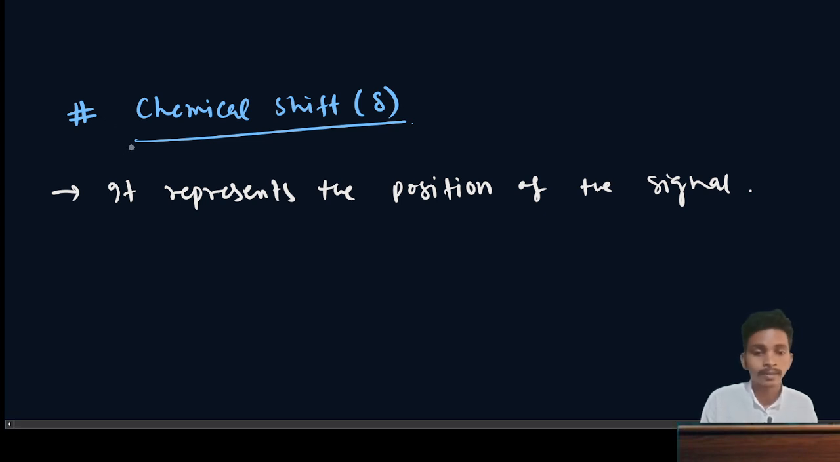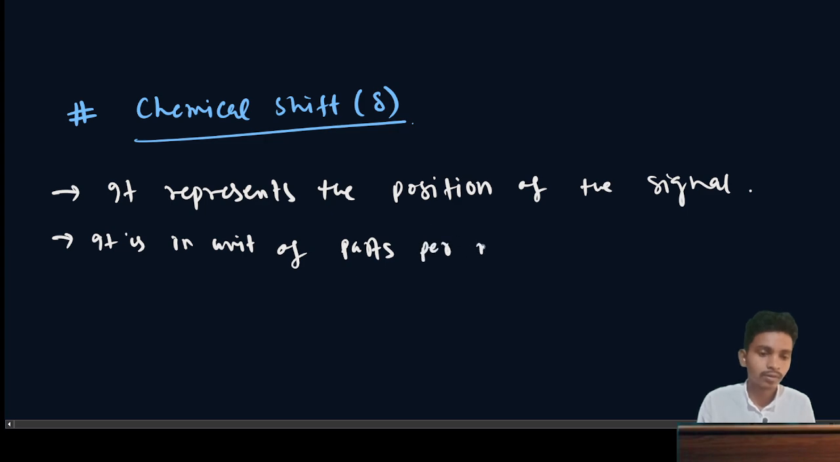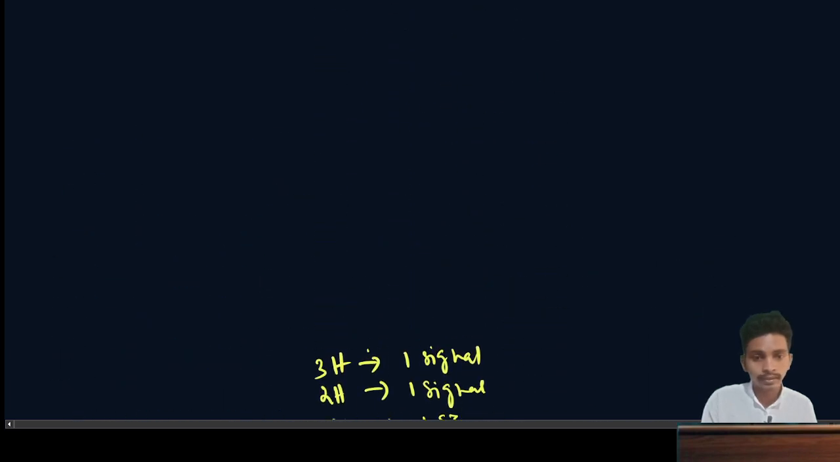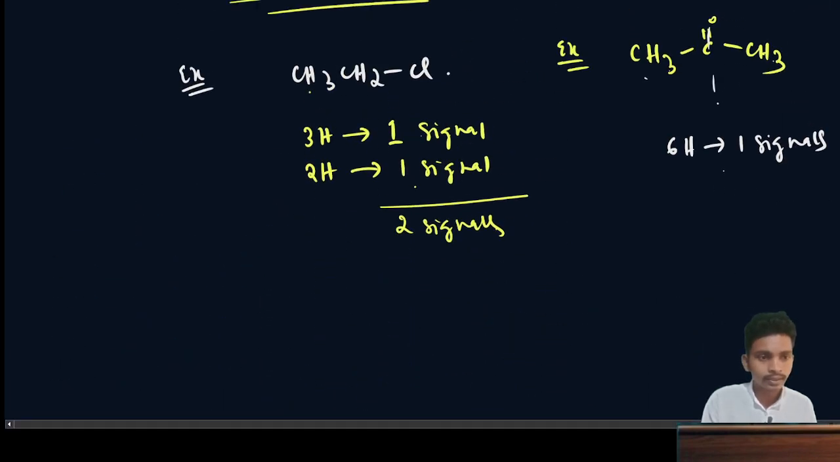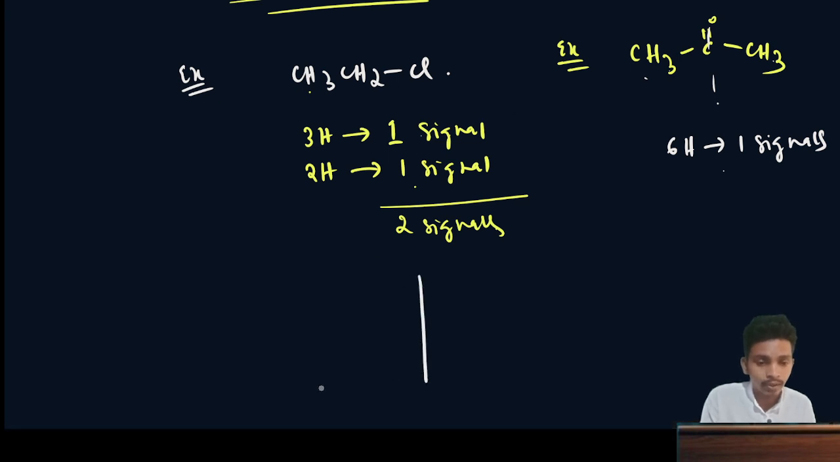So chemical shift represents the positions of the signals, and it is in units of parts per million, that is ppm. It is always taken in ppm. Now let's say we have this type of molecule with 2 signals. If you look at the NMR data, how will it look?